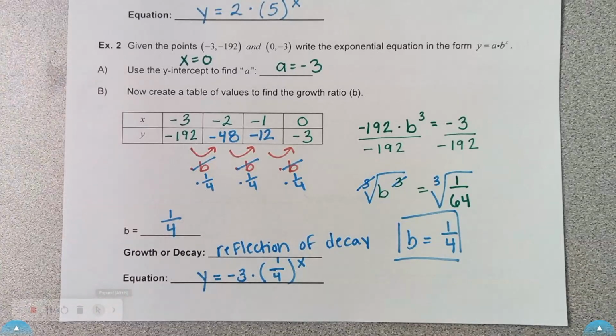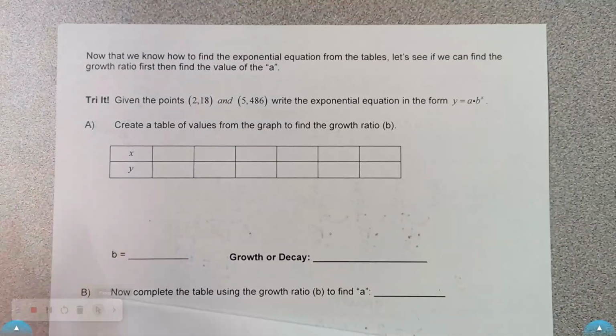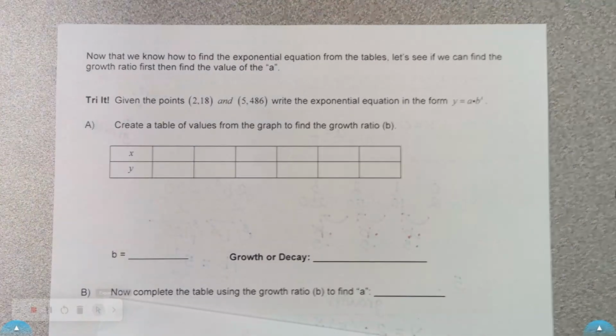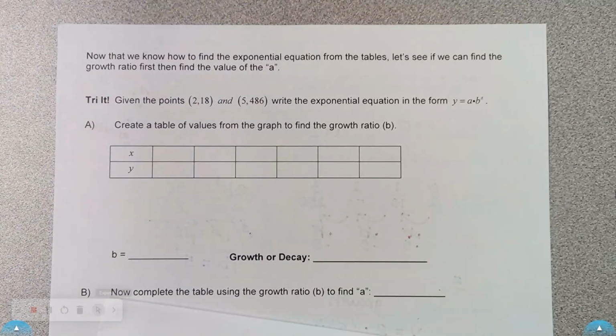All right, go ahead and turn the page, and we're going to do 2 more problems. Okay, so now that we know how to find the exponential equation from the table, we are also going to use the table to help us find a. So now they're going to give us 2 points, and those points will not consist of your start. You're going to have to work backwards or forwards to find your start.